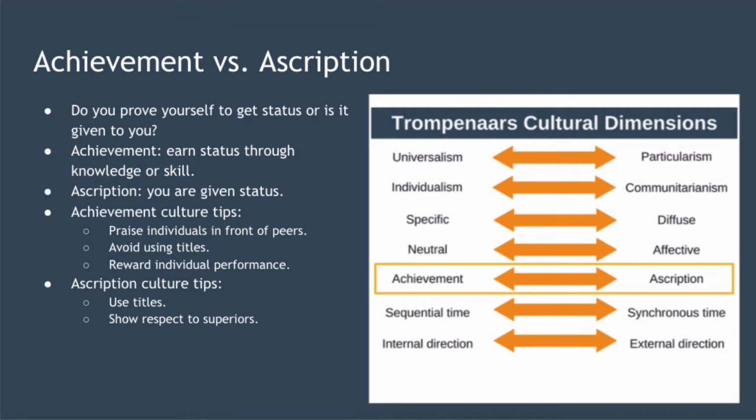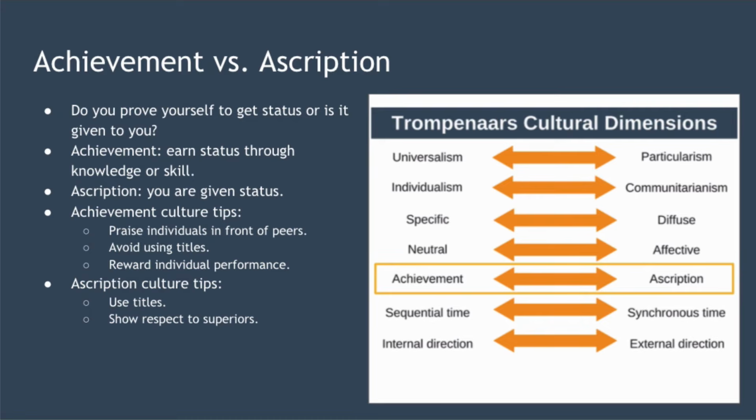Alternatively, in an ascription culture, you're given status based on who you are. This could be because of your social status, your education, or even your age. You earn respect in these cultures because of your commitment to the organization, not your abilities. So a decision will only be challenged by someone with a higher authority. So examples of ascription cultures include Japan, Italy, and France.